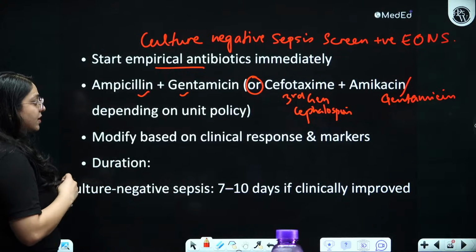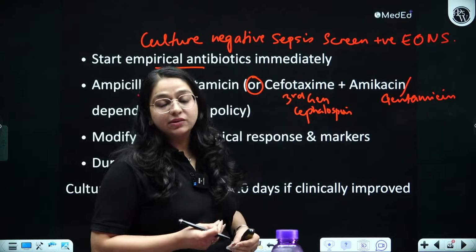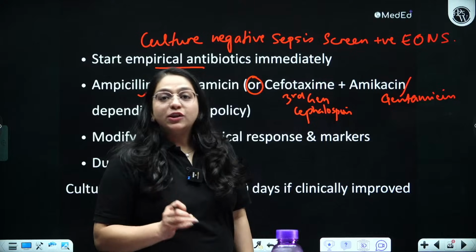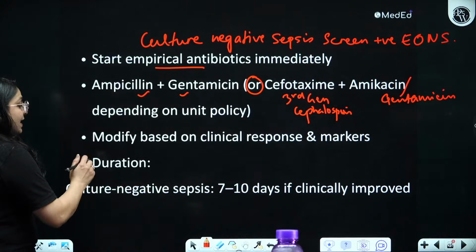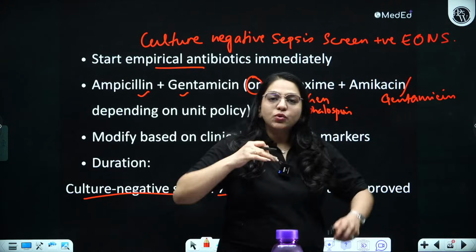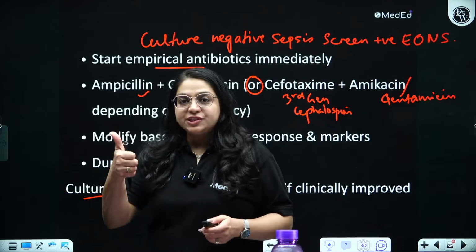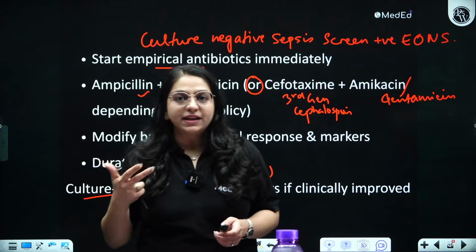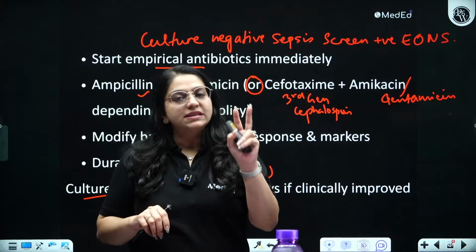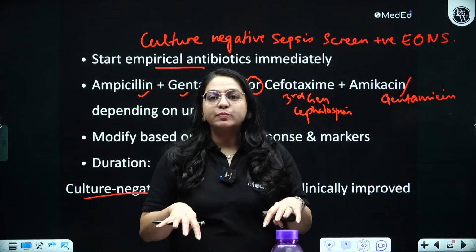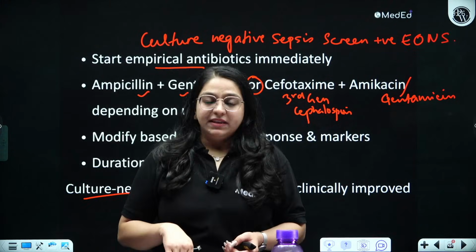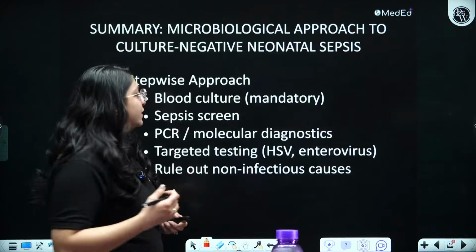Then modify based on culture response and markers. If you have procalcitonin raised or if you get positive blood cultures, then depending upon the AST report, you have to modify the treatment. The duration for culture negative sepsis is usually 7 days, around 1 week. If your clinical features and risk factors are there but the sepsis screen is negative, then 3 days of antibiotics. Sepsis screen positive, culture negative neonatal sepsis, 7 days of antibiotics. Culture also positive, 14 days of antibiotics. Any complications such as meningitis, take it up to 3 weeks, 21 days. That is the dictum of treatment of neonatal meningitis.